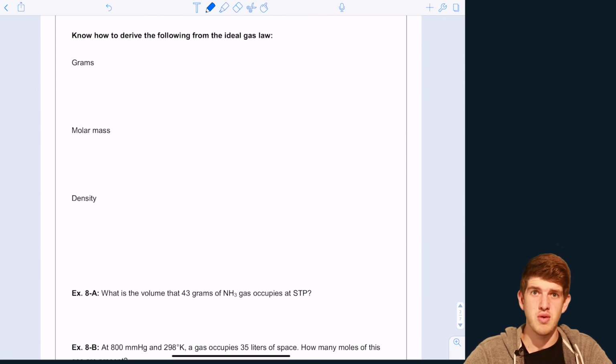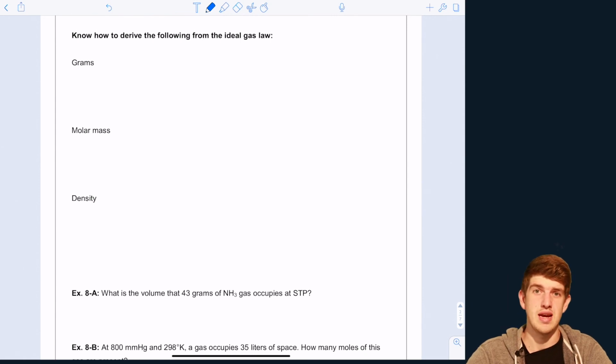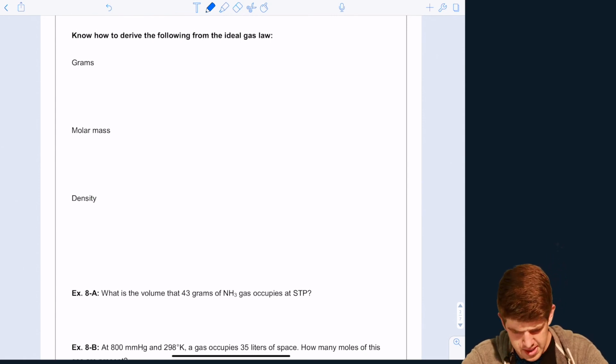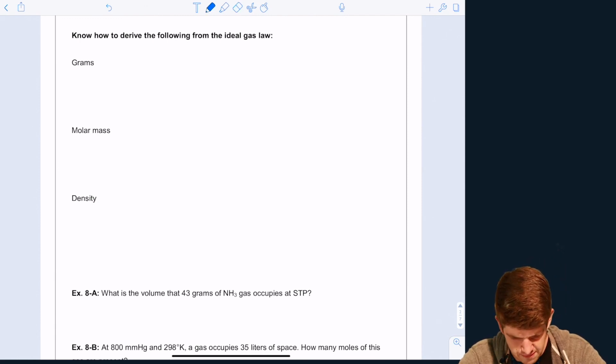These three are the ones that you can't easily get straight from the ideal gas law. It's not one of the variables automatically given to you. So for these three, you just have to put in a little bit of work into the derivation behind it, but it should be pretty simple to derive, so I wouldn't go about memorizing these formulas. So the first one is going to be grams.